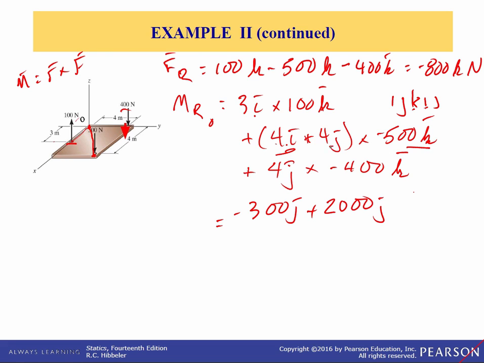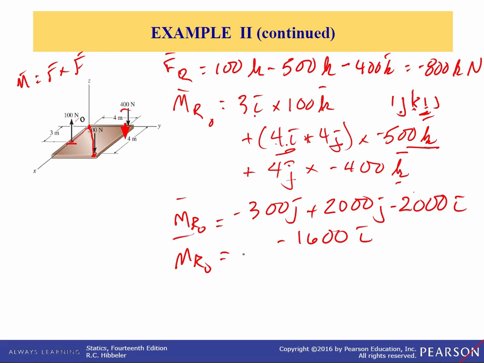Now we have J cross K. J cross K is I, and it's 4 times minus 500, so this would be minus 2,000 in the I direction. And lastly, we have this one, which would be J cross K, which is I, and it'd be 4 times minus 400, so it's minus 1,600 in the I direction. And when you simplify that, these are the moments about point O. You get minus 3,600 I plus 1,700 J Newton meters.